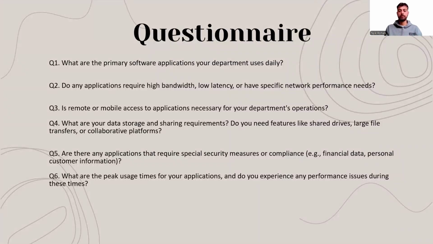So what are the primary software applications your department uses daily, which is kind of important. We need to know what kind of software they're aiming to use. Do any applications require high bandwidth, low latency, or have specific network performance needs? So it is important what type of business or company it is, and whether speed, high bandwidth is crucial to them or not. Could be a banking company or some sort of betting company, and they require a constant bandwidth and connection. So it's really important to consider that.